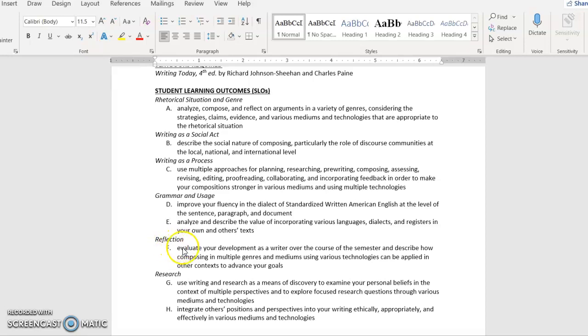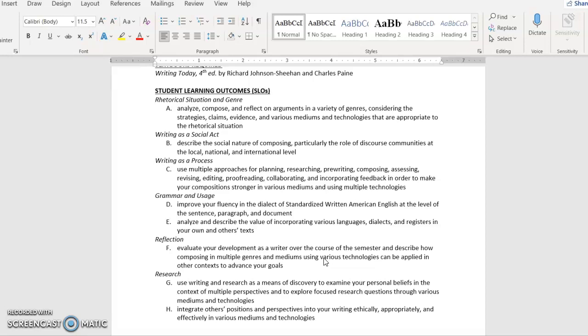So reflection, this is the big one, and this is part of what your portfolio is about, and the whole purpose of the portfolio is to evaluate your development as a writer over the course of the semester and describe how composing in multiple genres and mediums using various technologies can be applied in other contexts to advance your goals. And what that really means is, we want you to come through this semester constantly thinking about what you're learning. And it's been proven that students who are asked to reflect on what they're learning actually learn more because they kind of solidify what they've learned in their minds rather than just letting it go and moving on to the next task.